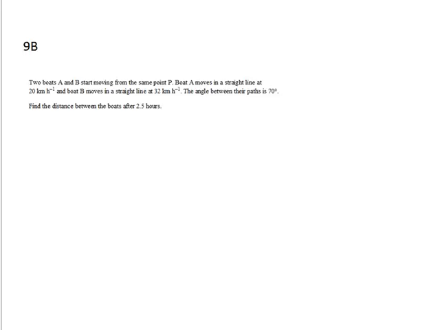In this question, we're told about two boats, A and B, that start moving from the same point, P. Boat A moves in a straight line at 20 kilometers per hour, while boat B moves in a straight line at 32 kilometers per hour. And the angle between their paths is 70 degrees. We want to find the distance between the boats after 2.5 hours.